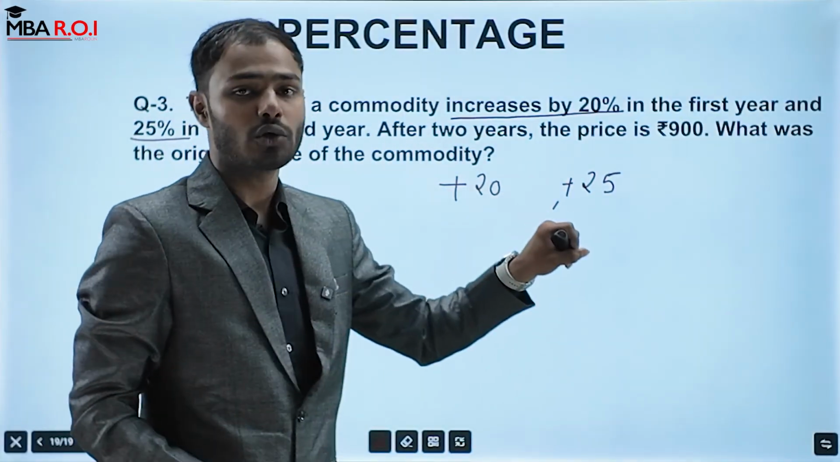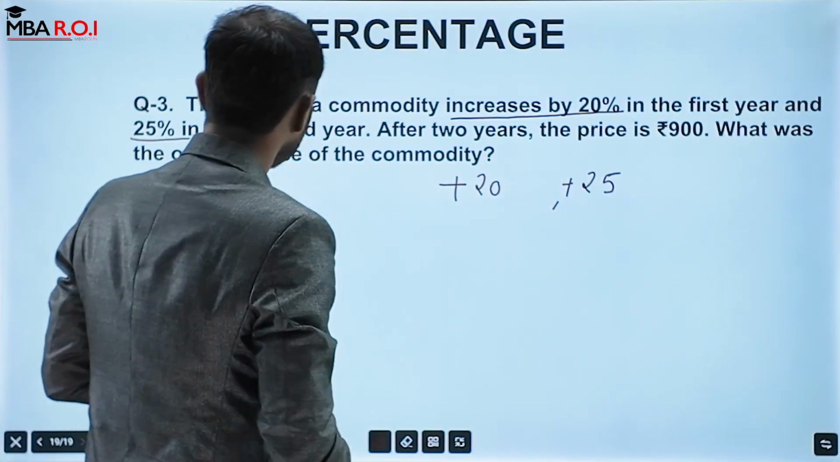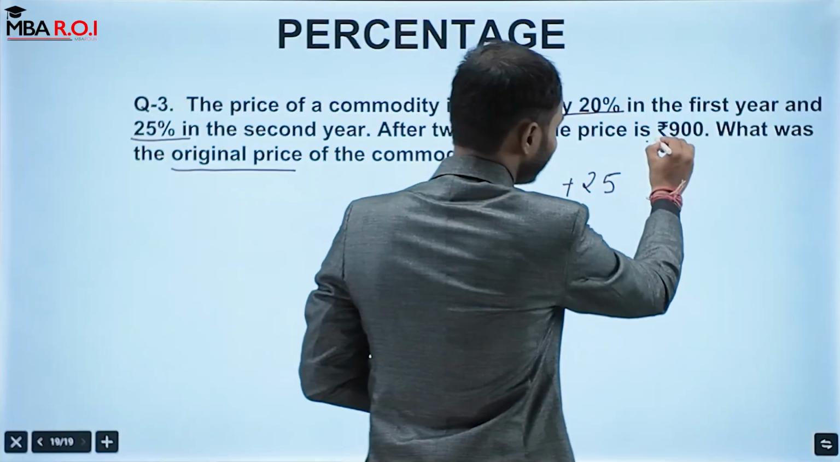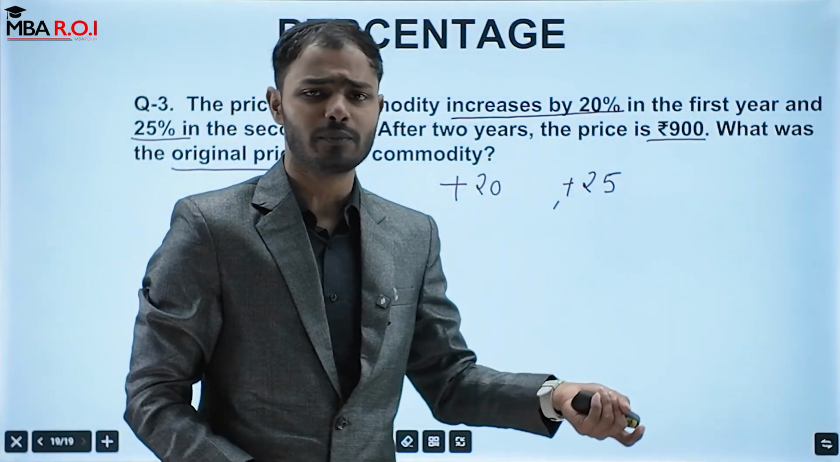So this time the price is also given. In the earlier questions there was no price given to us. What was the original price of the commodity? So this price is after the increase. So first let us find how much increase is being done.